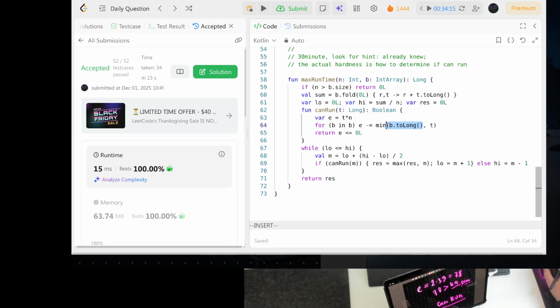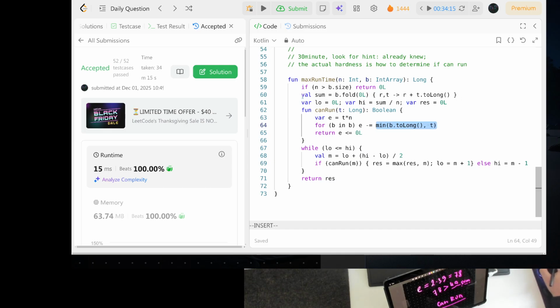If the battery is 1, you should take 1, even if your T is like 39. And if your T is 1 and the battery is 40, you should take T, which is 1. And then you compare if the total energy is less or equal to the sum of what we can take from the batteries.